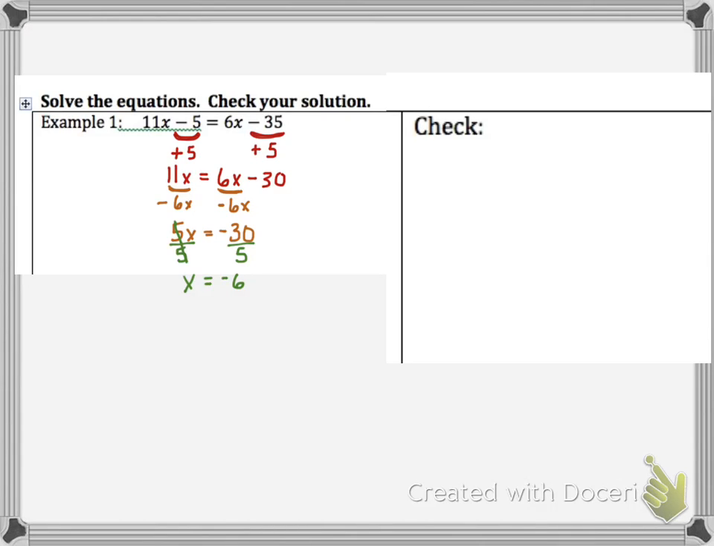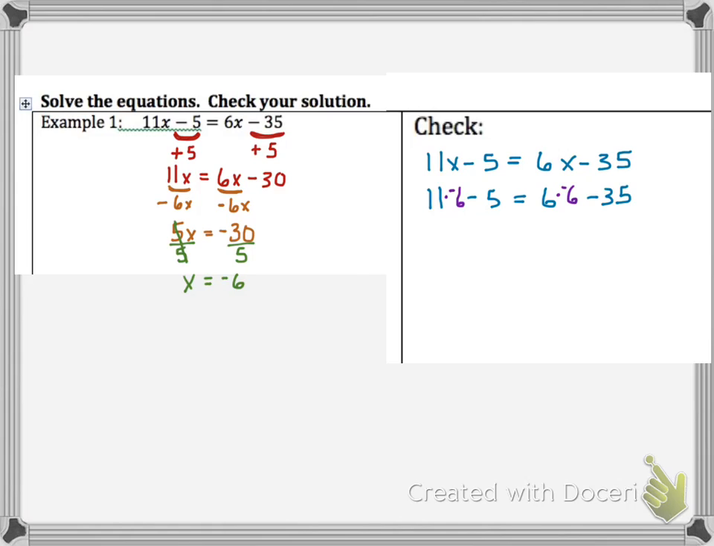I'm hoping that's my solution, but I always want to be sure. So I'm going to check. To do my check, I'm going to write the original equation. And then when I do the next line, instead of x, I'm going to put in what I'm hoping is that solution. So you can see that I'm just substituting in that -6, which I'm hoping is equal to x on both sides. And then I simply follow order of operations on each side of the equal sign.